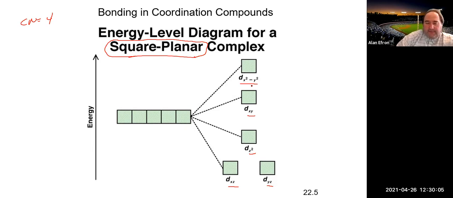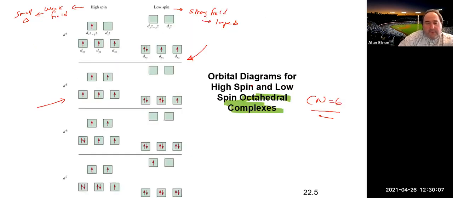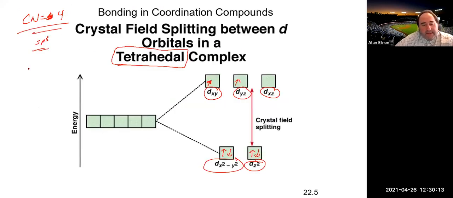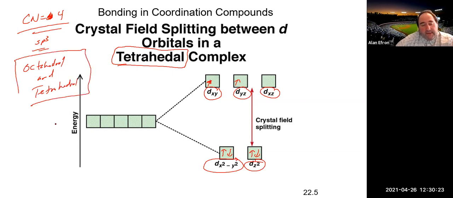For us, you will be responsible for octahedral. So you need to know octahedral splitting and tetrahedral. We'll leave square planar off. So you need to know those 2. We'll leave off square planar.